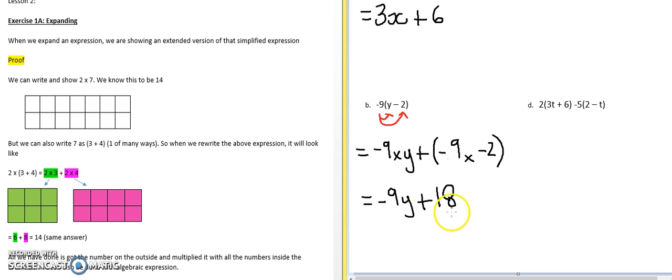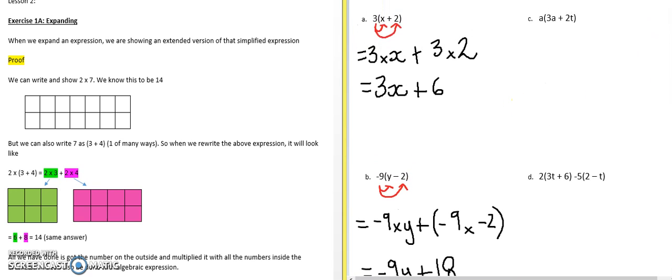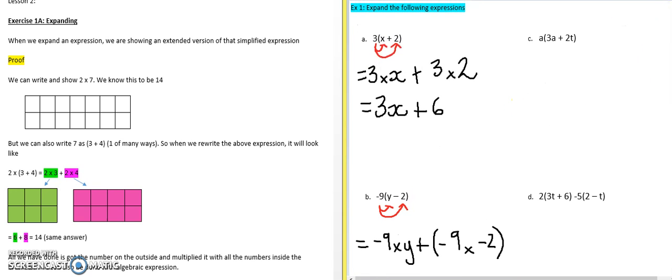Sometimes the answer in the back might show it the other way. So an alternative way is to write 18 take away 9y. These two answers here are exactly the same. So if you get this answer with this answer, it's still completely fine. All they've done is swapped the actual positionings of the numbers with their sign included. Okay? Cool. All right. Third example, we have a times 3a plus a times 2t.